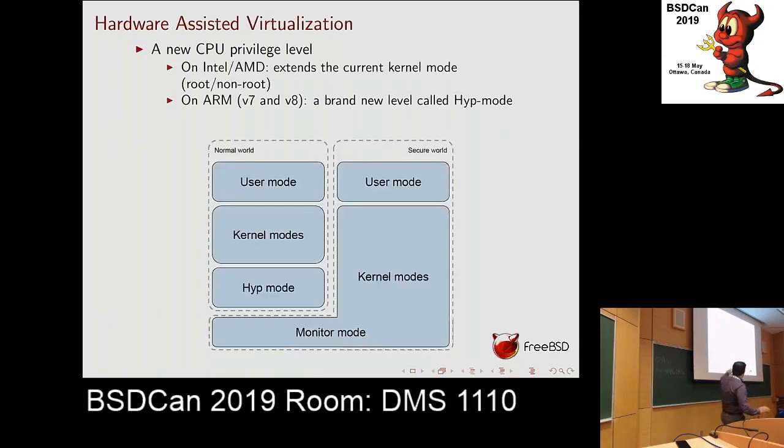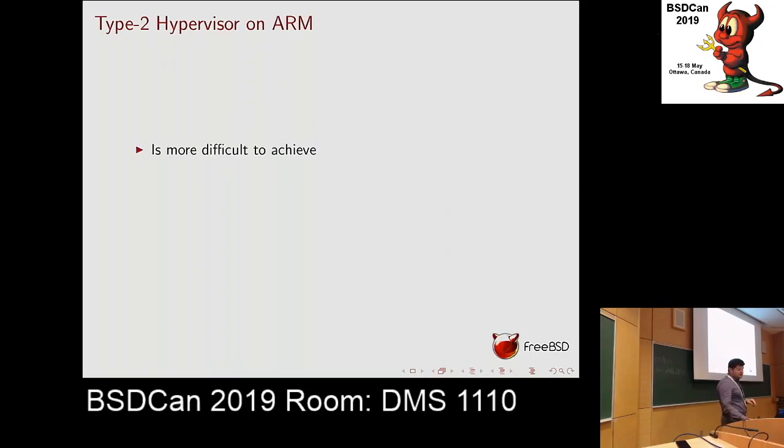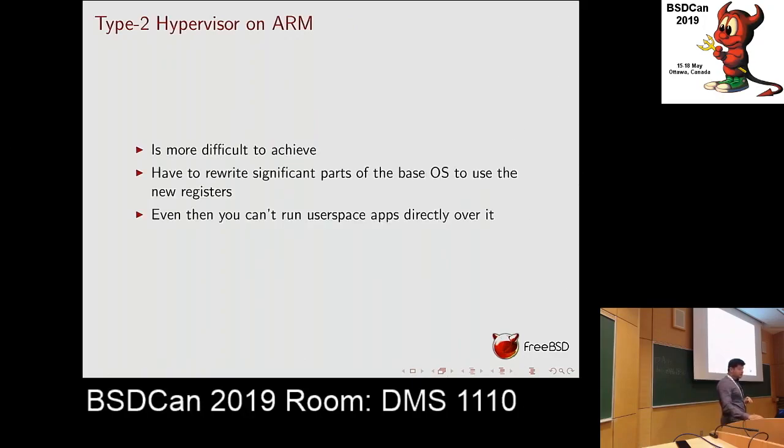Given the fact that ARM added a new mode, different from the kernel mode, it is very hard to achieve a type 2 hypervisor, because basically you have to rewrite a significant part of the base OS to use the new registers. It is a new mode, it has new registers, new instructions, and you cannot access the old ones. And even then, you cannot run user space applications.